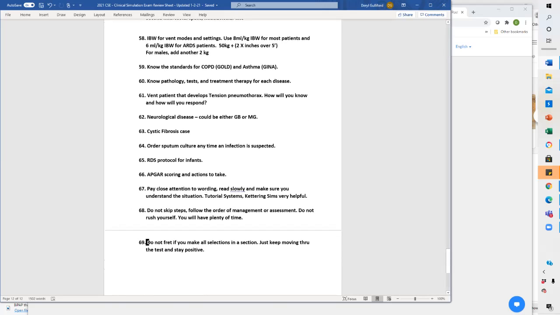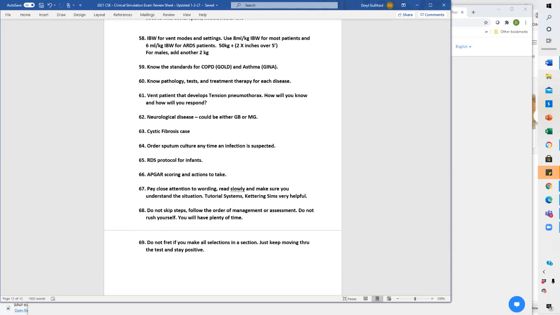Nobody runs out of time on the clinical simulation. I would say most students finish with a whole hour left or even longer than that. So, okay, do not fret. If you make all selections in a section, just keep moving through the test and stay positive.